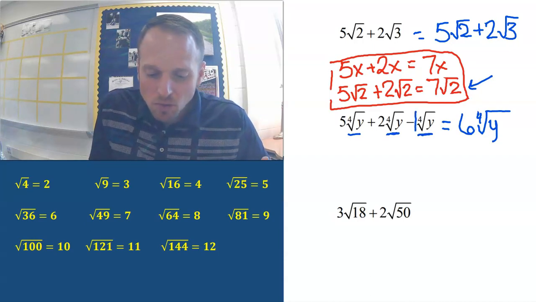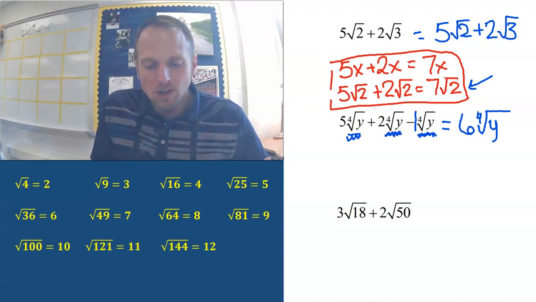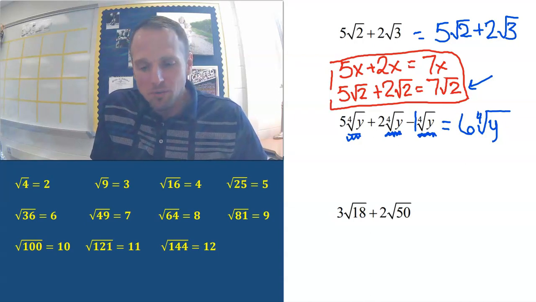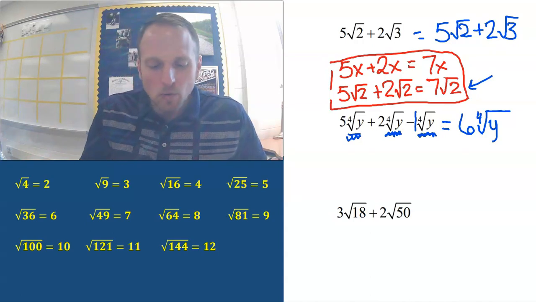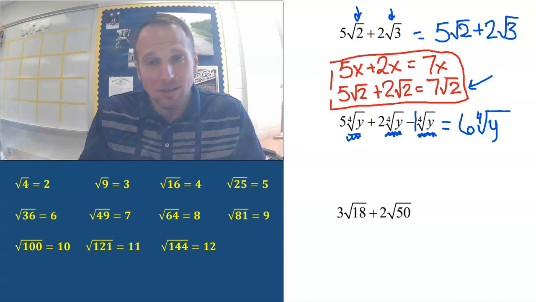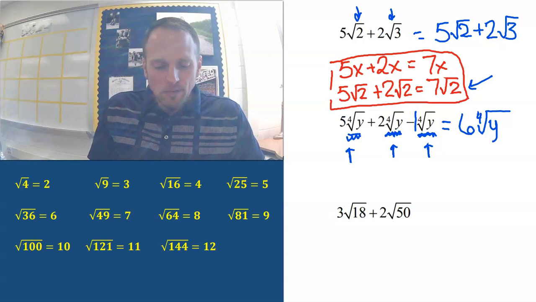So let's look at this one more time. I had 5 of those things, plus 2 of those things, minus 1 of those things. So if I have 5 of them plus 2 of them and take away 1 of them, that's going to be 6 of them. 6 times the fourth root of y. So in the first one, when the square roots were different, we couldn't do anything. We just had to say it was simplified already. In the second one, the fourth roots were the same, so we could combine them. Let's look at this last one.